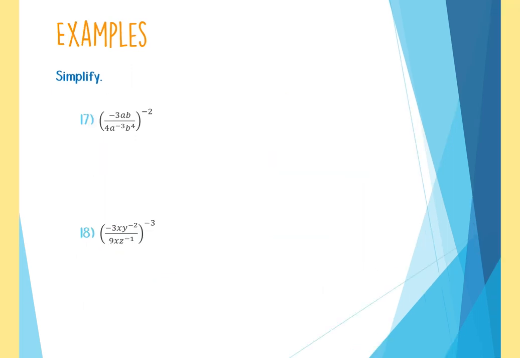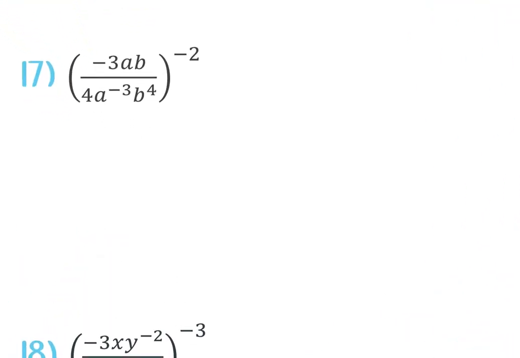And the last slide. Now we've got exponents on the outside. So remember, you have 2 choices: distribute them individually, or flip and then move. I'm going to show you one of each method. So I'm going to start with 17, where we're going to distribute the -2 to each term.